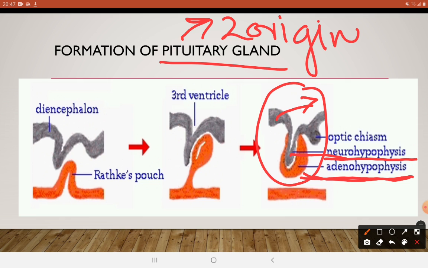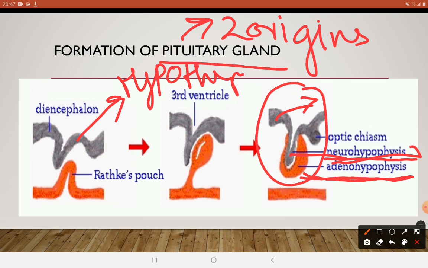So we can safely say that the pituitary gland actually has two origins, or we can say that two different types of organs have been put together, right? One origin is from the brain part, the hypothalamus part, which has formed the neurohypophysis, and the other origin is Rathke's pouch, which has formed from the roof of the mouth, right? Let's go to the next slide.